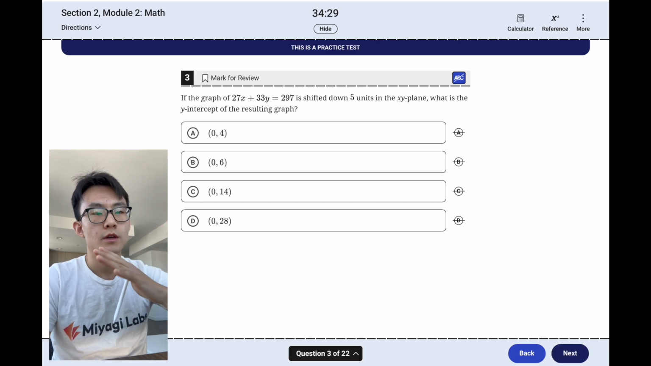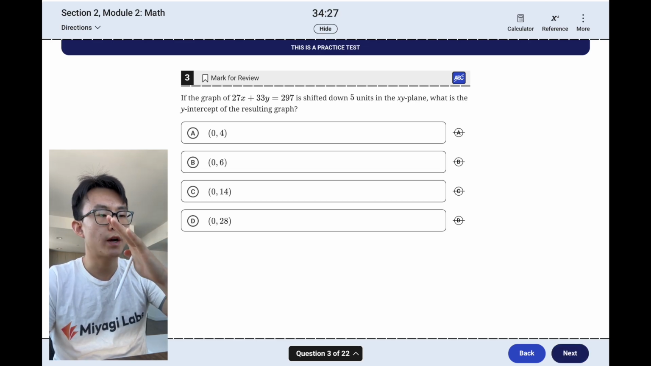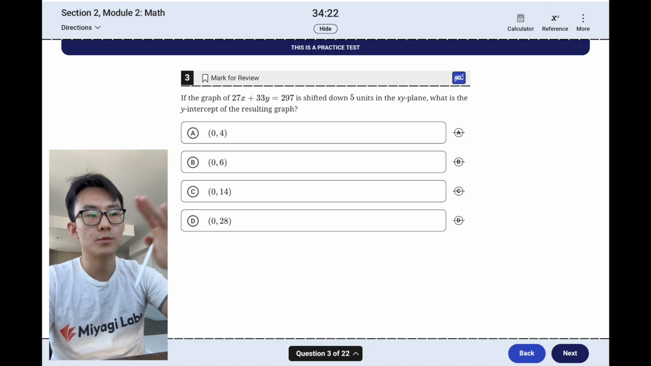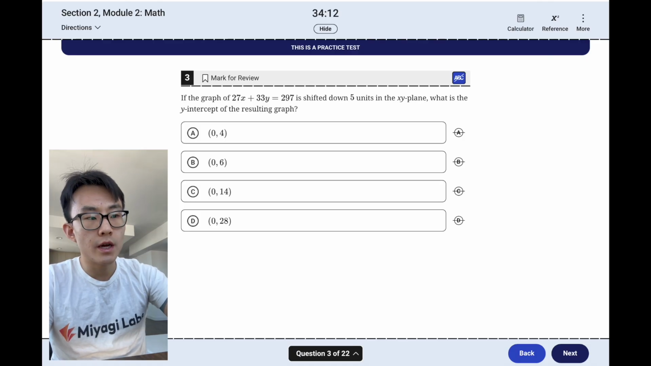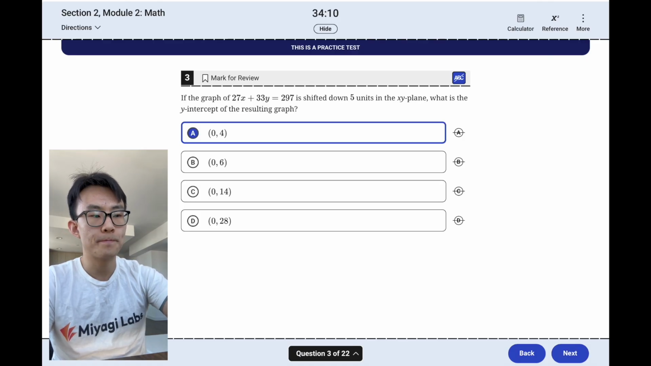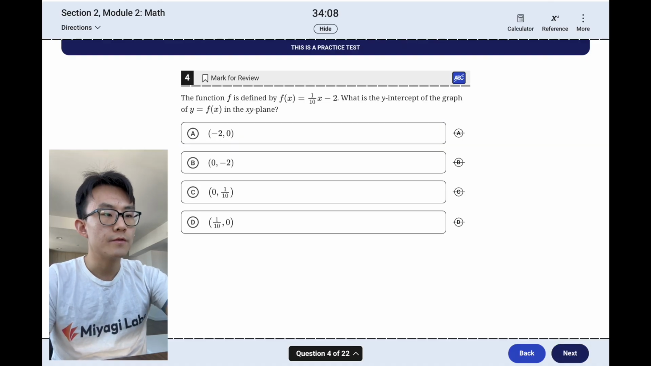Shifted down. Okay, so we shift it down. What's the y-intercept? Well, the y-intercept is going to be 5 down from what it was originally. What's the y-intercept in this one? It's when x equals 0. So y equals 297 over 33, which I believe is 9. So it should be 4. For f of x, what's the y-intercept here? Y-intercept, x equals 0, negative 2.